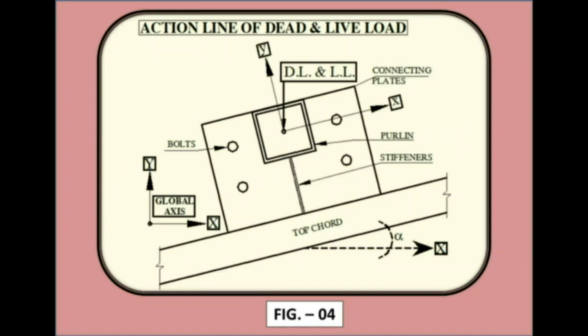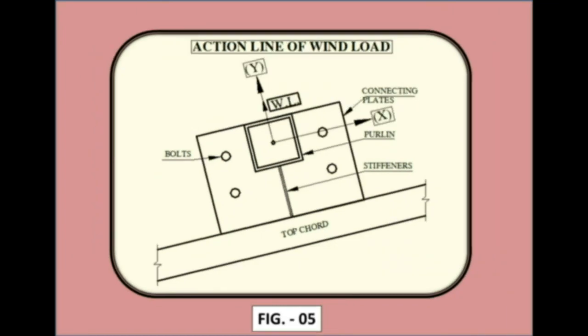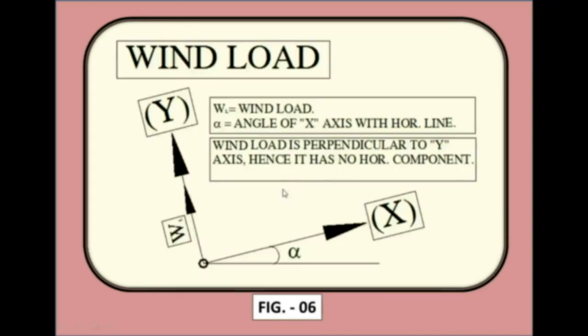The action line of dead load and live load is along the global y-axis. The action line of wind load is along the local y-axis of the purlin. Wind load is perpendicular to the purlin. It means along the y-axis of the purlin. And alpha is the angle between the x-axis of the purlin and the global x-axis.